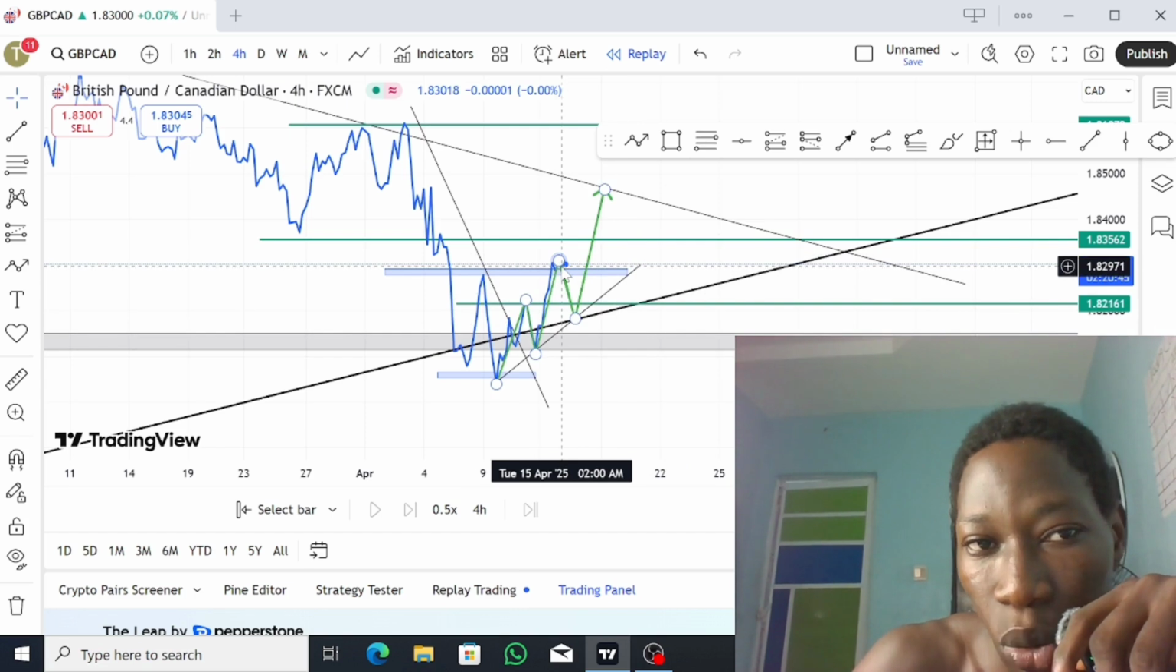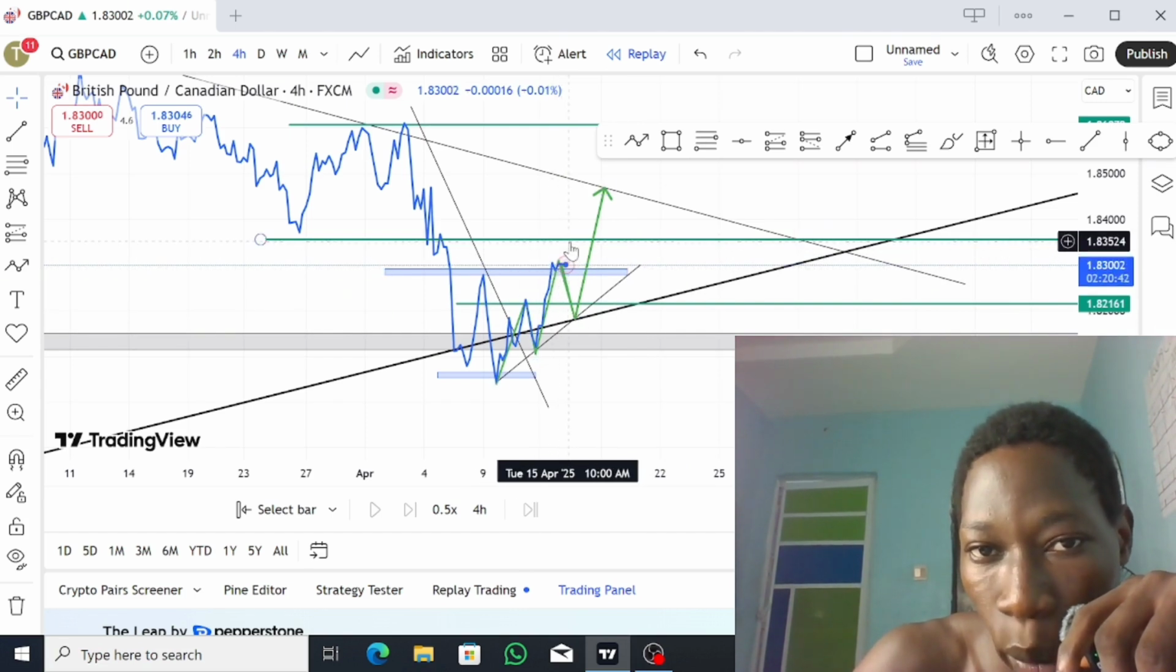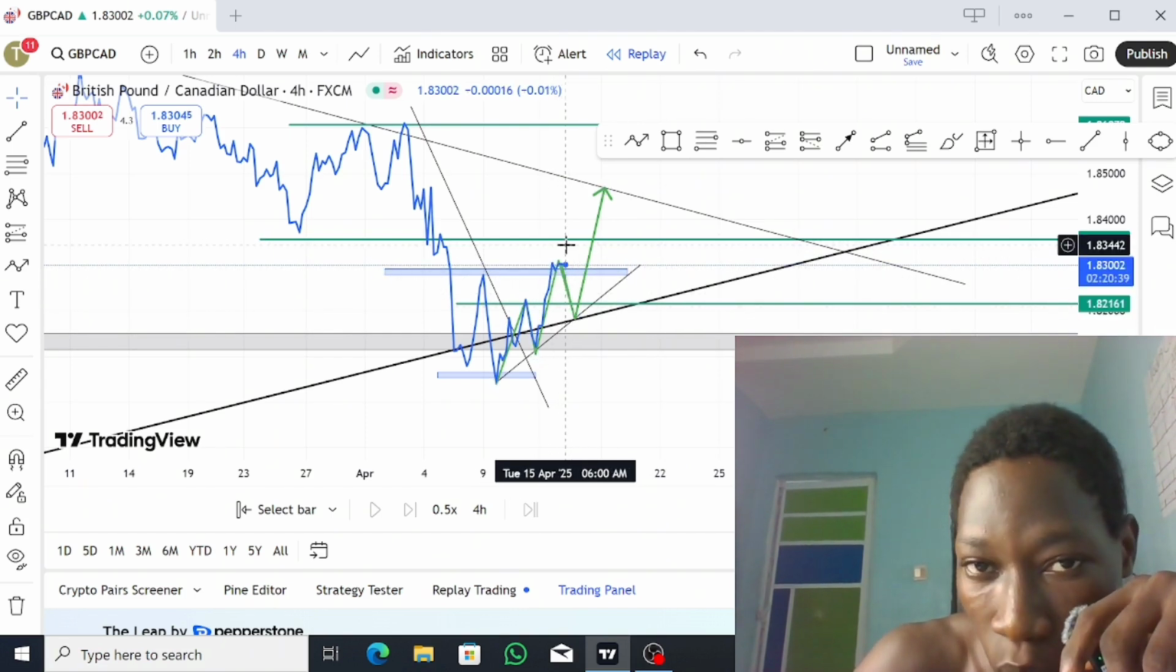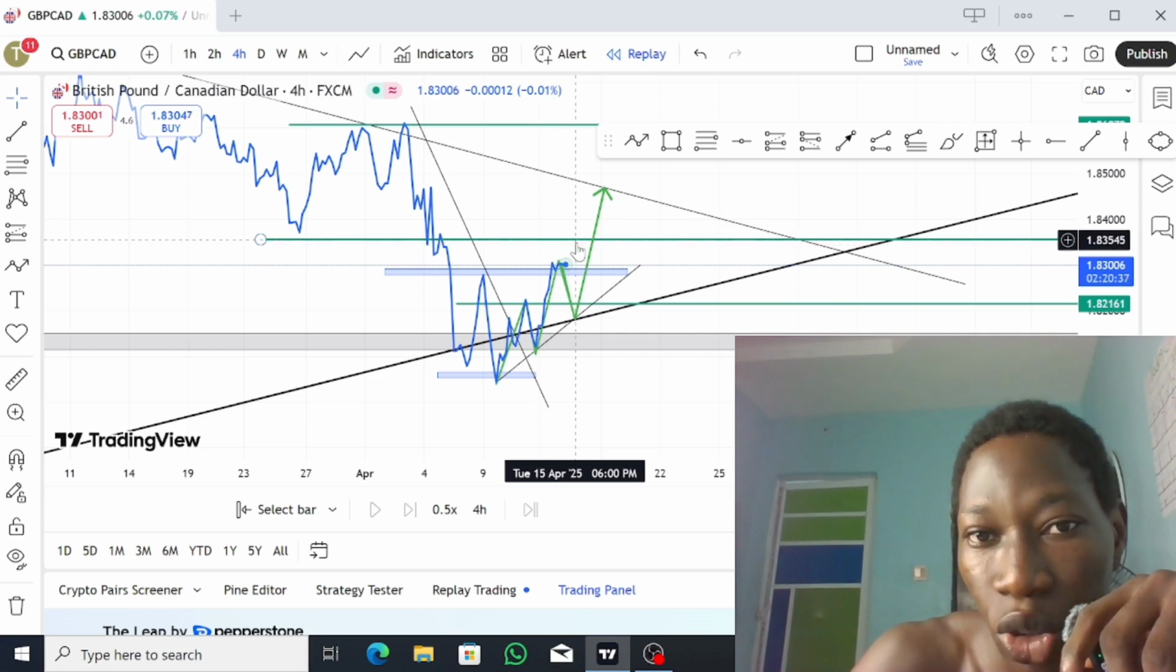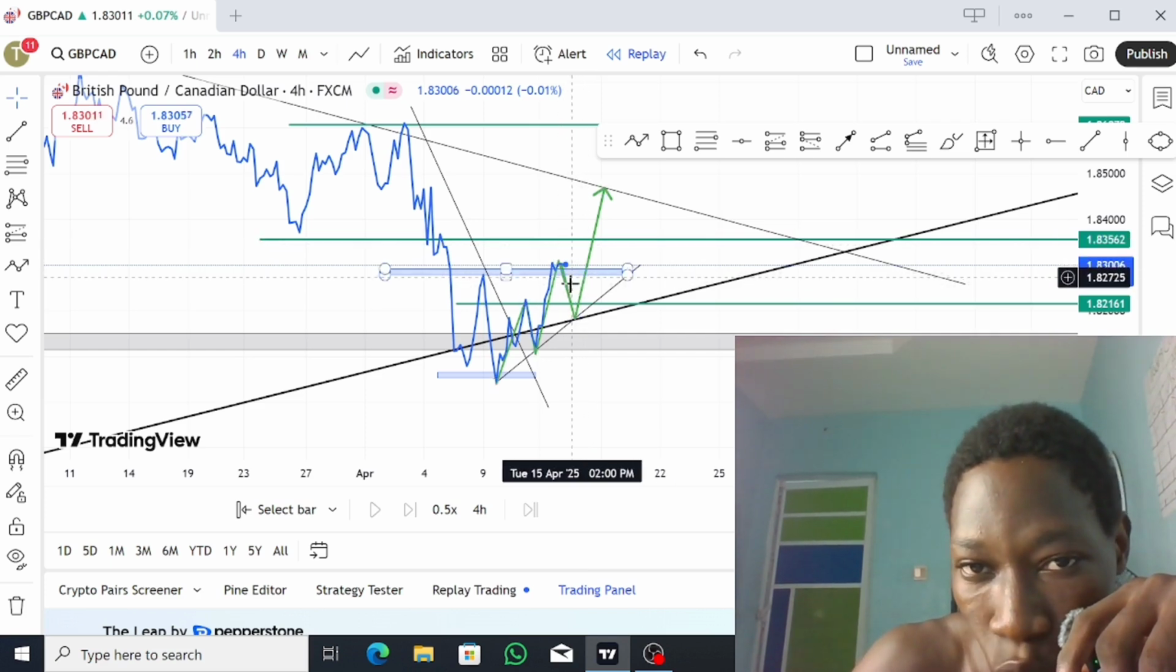So I'll update you guys tomorrow, whether the market goes up or continues coming down. If it goes up, I'll be expecting the market to still fall down to around this level to retest it.